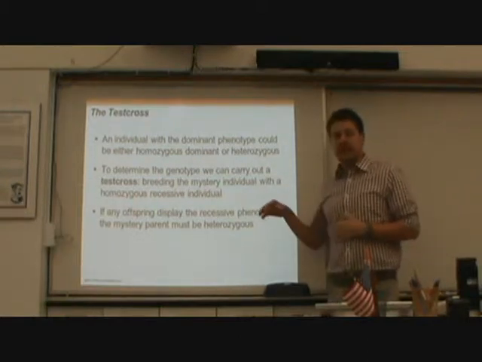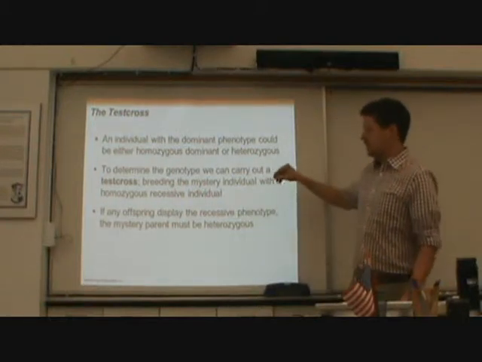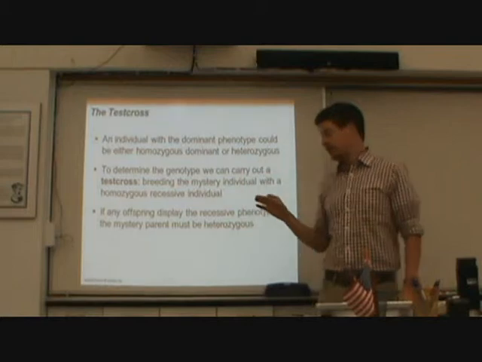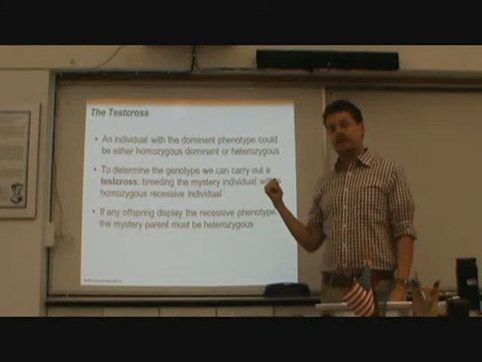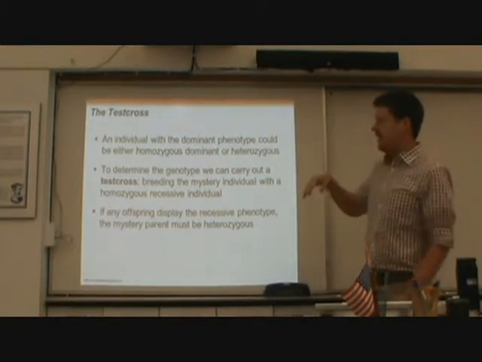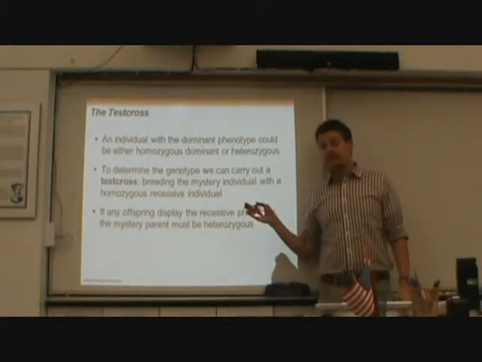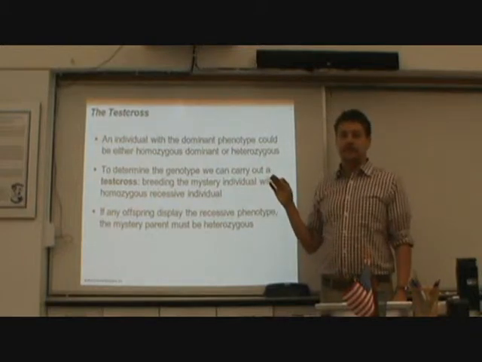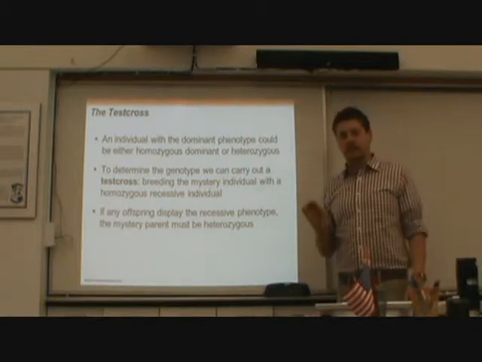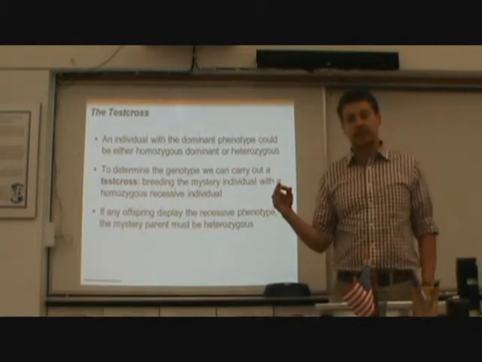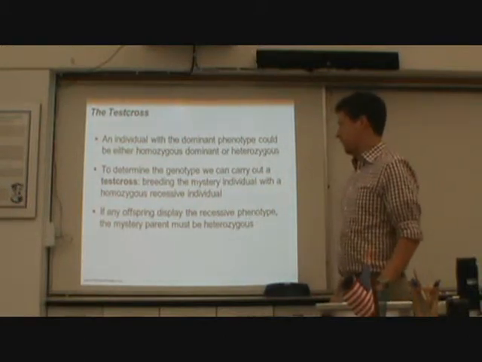So, if you were to take a plant with purple flowers of unknown genotype and breed it with a plant with white flowers, you could tell whether or not that plant was heterozygous or homozygous dominant. Because if any of those offspring display the recessive characteristics, that means that the mystery individual must have been heterozygous. Otherwise, it would only be able to donate the dominant allele, which would mean that all of the offspring would show the dominant phenotype. All right.